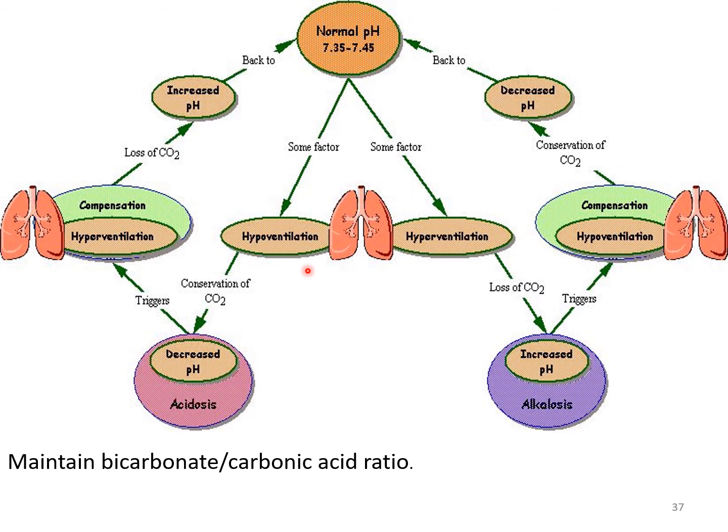Same with hypoventilation. The hypoventilation will conserve carbon dioxide, and this will decrease your pH, bringing about an acidic environment, and it will trigger a compensation, and the lungs will hyperventilate and increase the loss of carbon dioxide, thus increasing the pH. We'll try to maintain the normal pH range of 7.35 to 7.45.